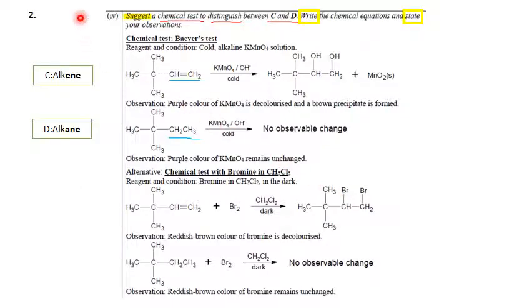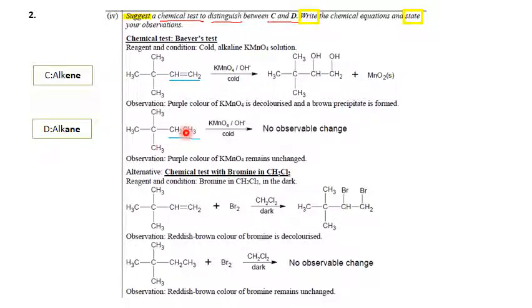Okay, for question 2.4, suggest a chemical test to distinguish between C and D. Write the chemical equation and state your observation. You must write the equation and state the observation. So you must know C is an alkene and D is an alkane, so we have to differentiate the C double bond C and the C single bond C.